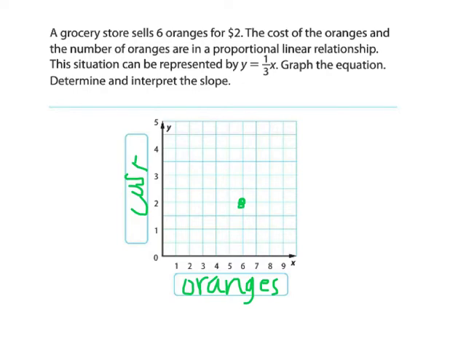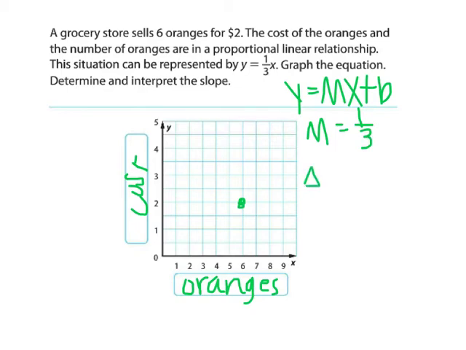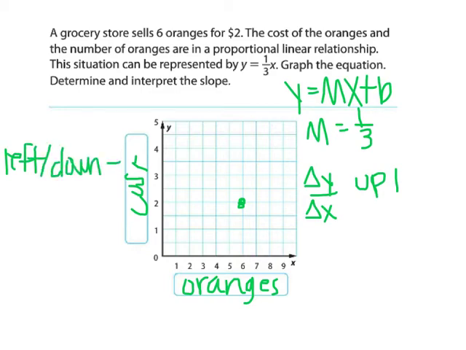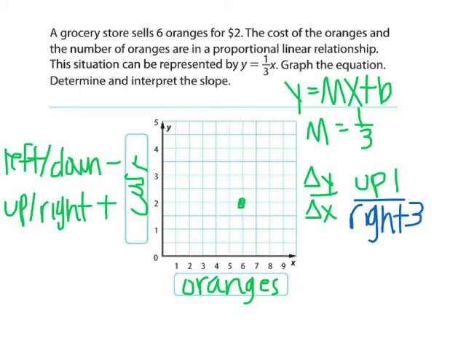So our slope, remember we have y equals mx plus b. m is my slope, so that's what's being multiplied by x. That's change in y over change in x. So that's going to go up 1, because remember, left and down is negative, up and right is positive. So we're going to go up 1 and right 3. So up 1 over 1, 2, 3. Up 1, 2, 3. Okay. And then we're going to graph it.